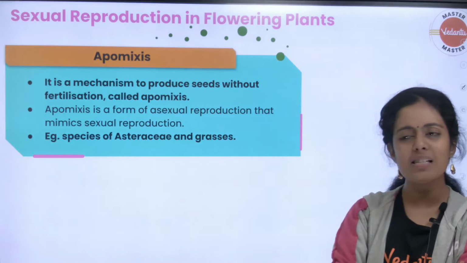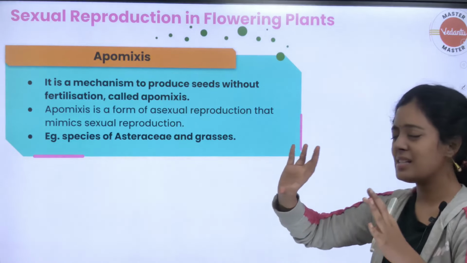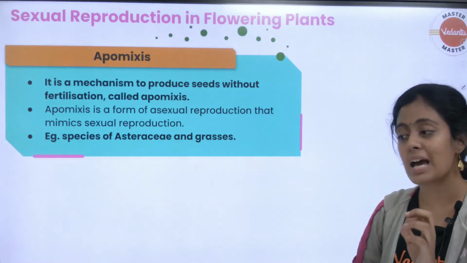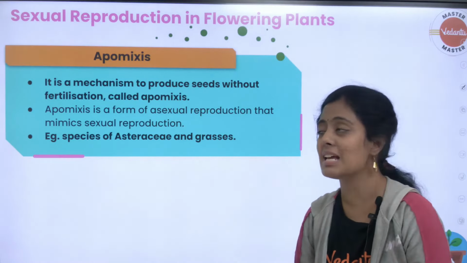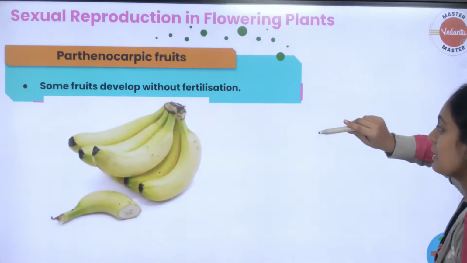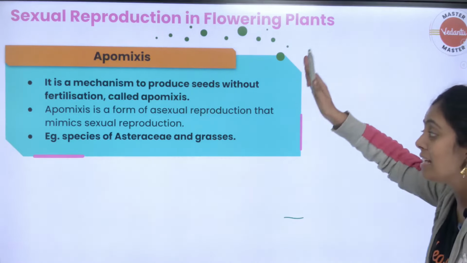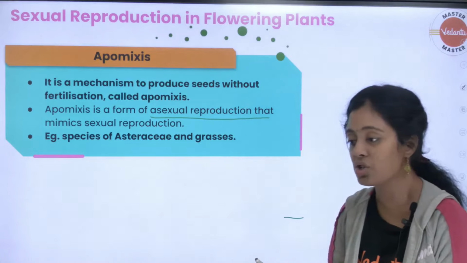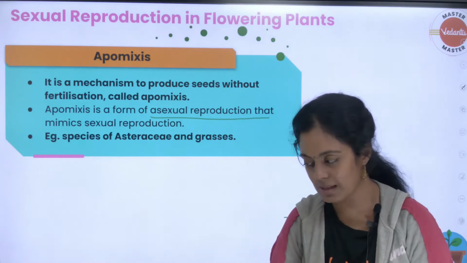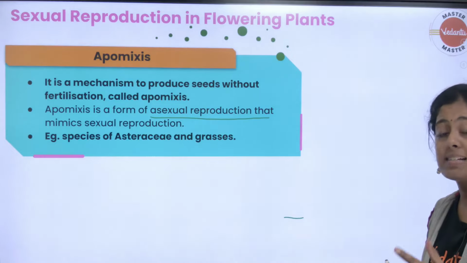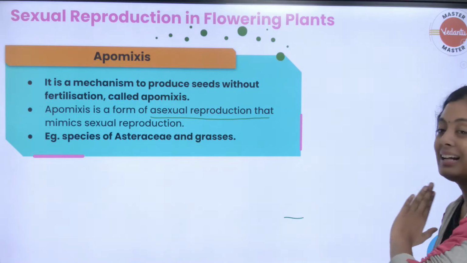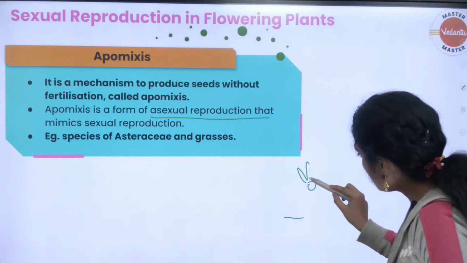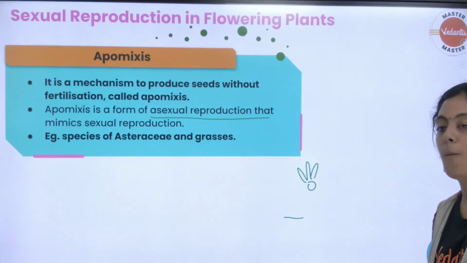Okay, apomixis. What is apomixis? I know this apomixis and polyembryony has been deleted. I'm just doing it in brief. So apomixis is a mechanism to produce seeds without fertilization. What we saw previously was fruits without fertilization. This is seeds without fertilization. It's a special form of asexual reproduction that mimics sexual reproduction. Very, very important, kids. Examples are species of Asteraceae and grasses, those small flowers like a star. So they all undergo apomixis.